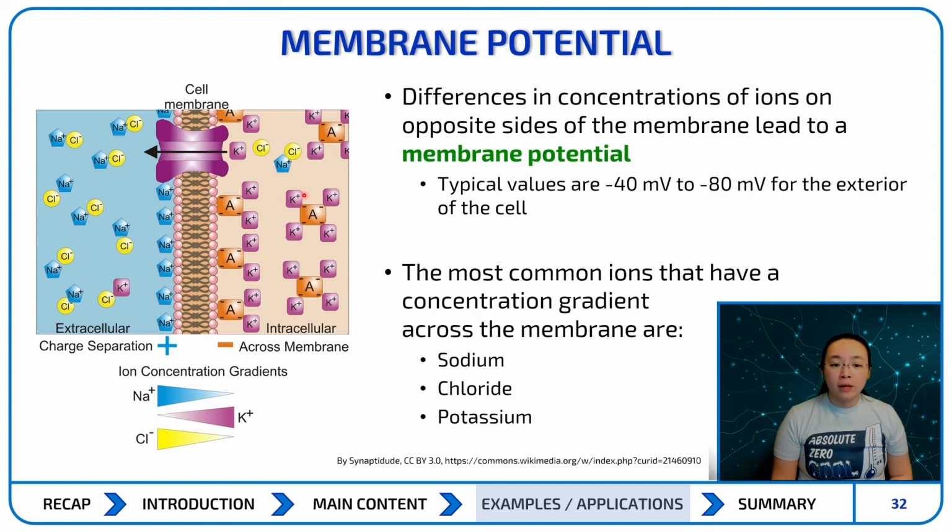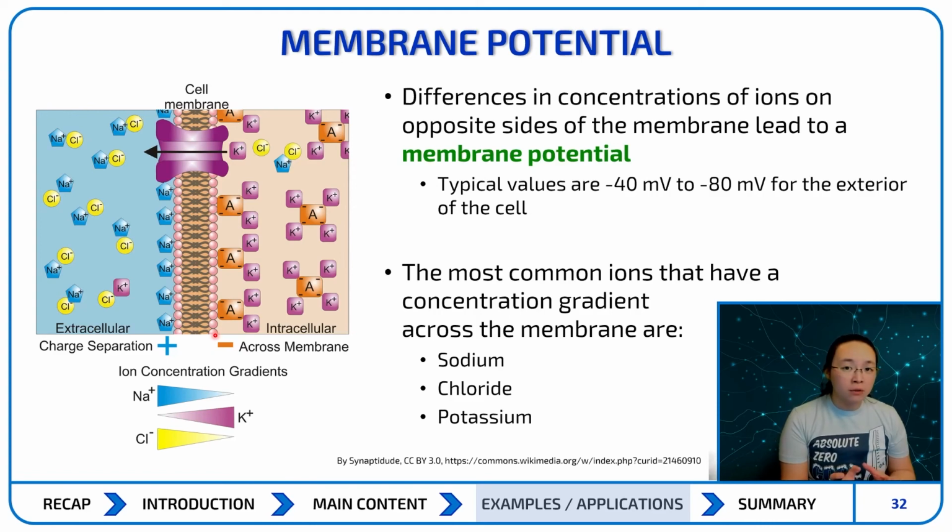The typical values are -40 to -80 millivolts for the exterior of the cell. So over here, the exterior. The most common ions that have a concentration gradient are sodium, potassium, and chloride. And so over here in this picture, if the membrane is selectively permeable to potassium, for example, it means that the potassium, these positively charged ions, can diffuse through your ion channel, leaving behind a bunch of A's. So those A's are large solutes that cannot pass through the ion channel or the membrane.